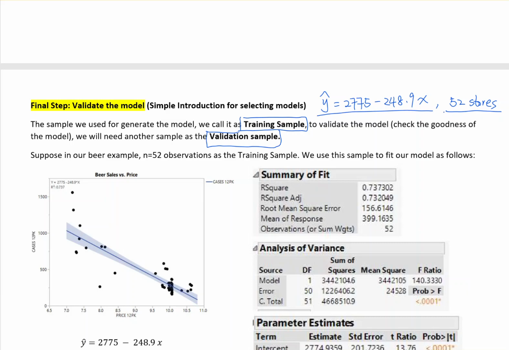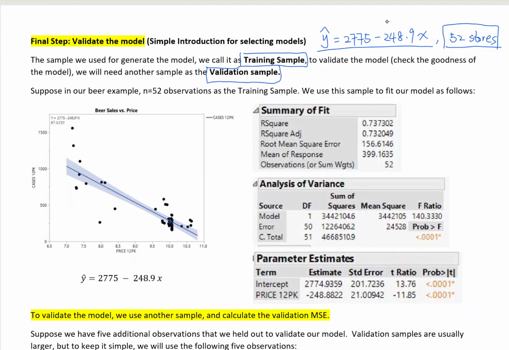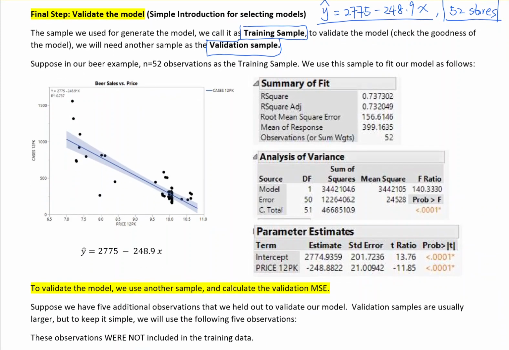So we need to make sure whether these 52 stores are representative of the population, or whether by some chance this sample is an extreme case. So we need to validate the model we had based on this training sample. Here is the output. Remember, this is the scatter plot of the 52 stores, and based on these 52 stores, we have this linear regression equation.